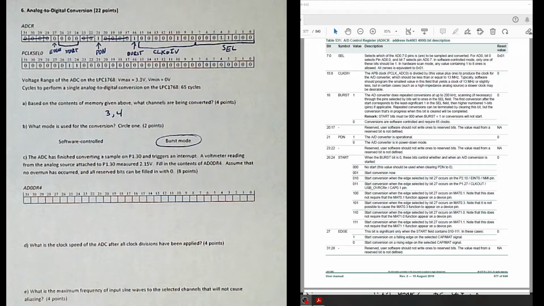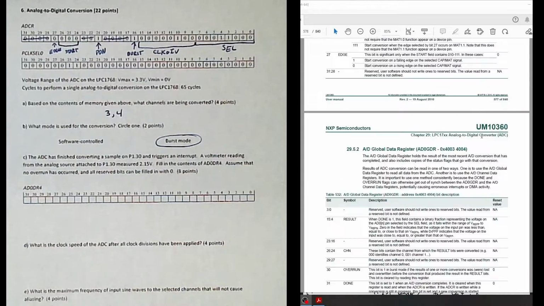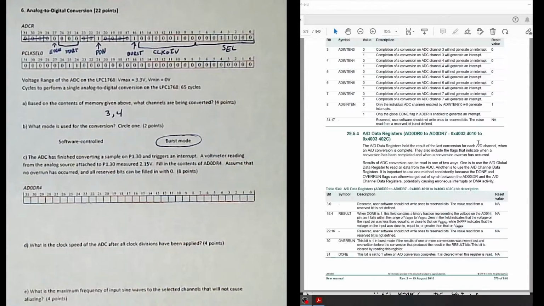Okay, next up: the ADC has finished converting a sample on P1.30 and triggers an interrupt. A voltmeter reading from the analog source attached to P1.30 measured 2.15 volts. Fill in the contents of AD0DR4. Assume that no overrun has occurred and that all reserved bits can be filled in with a 0. So this is asking us to think about what a data register looks like, so let's scroll down to what the data registers look like.